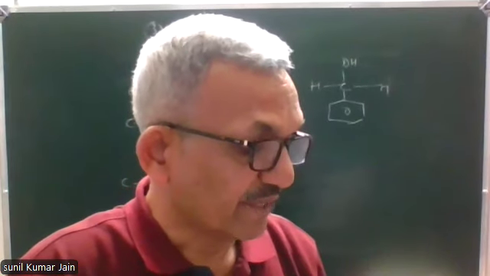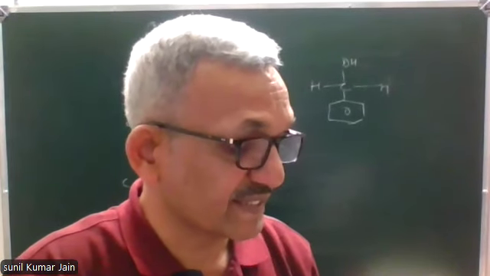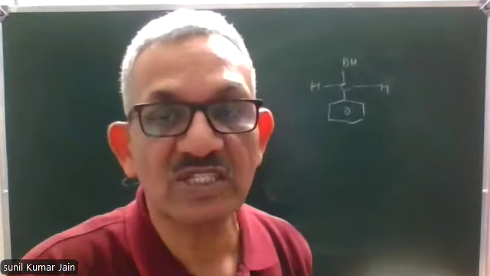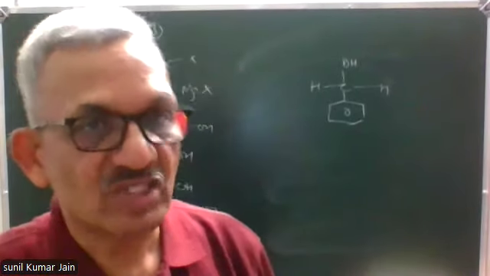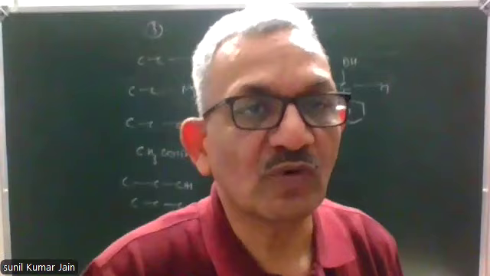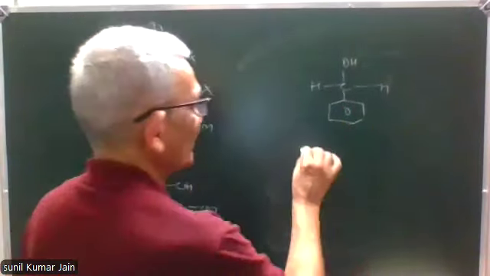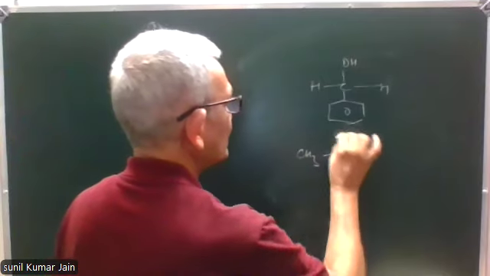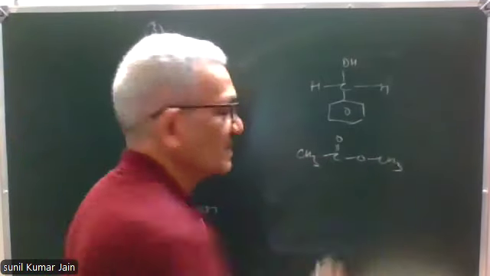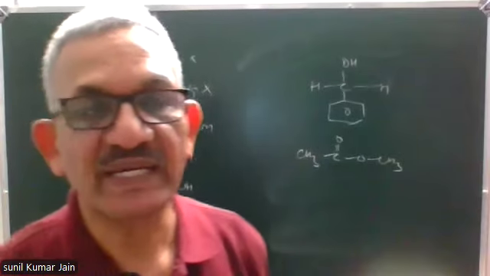Next part. A mixture of methanol and acetic acid is heated in the presence of concentrated sulfuric acid. Esterification takes place to form a sweet smelling ester, and the structure of ester will be this. This is the ester formed, methyl acetate.